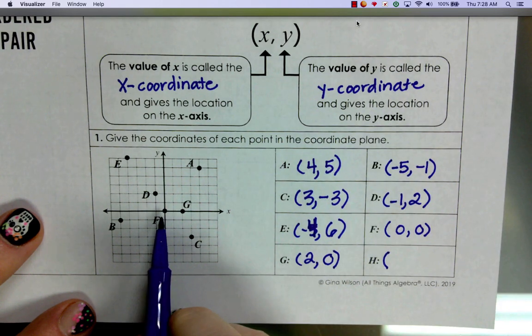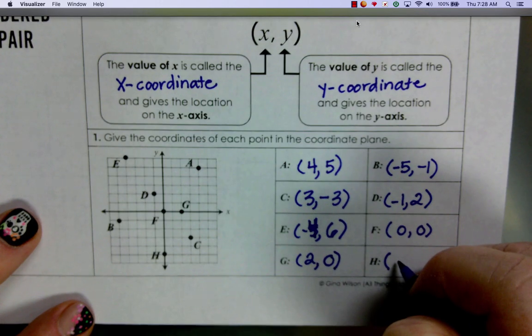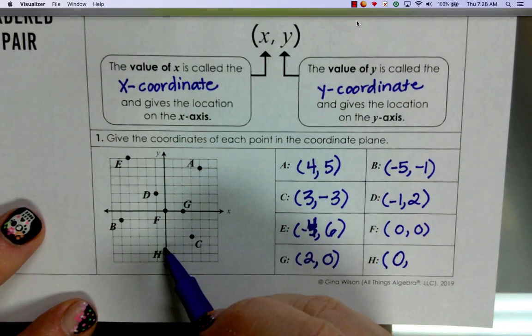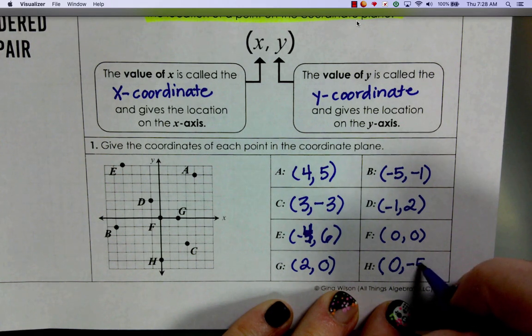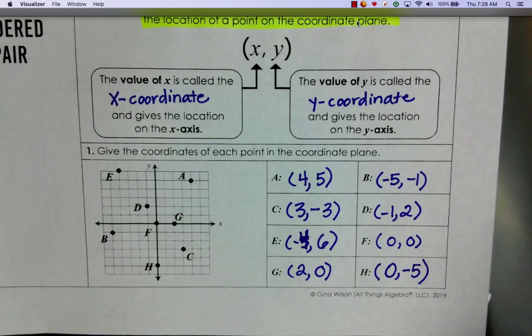My H, I'm starting from my origin, okay? And I'm not going anywhere because I'm going to go straight down. So my x coordinate is 0, but I'm going to count down. 1, 2, 3, 4, 5. Negative 5 is my y coordinate. So that's how we identify our points, and we got some practice on that coming up. Turn it over.